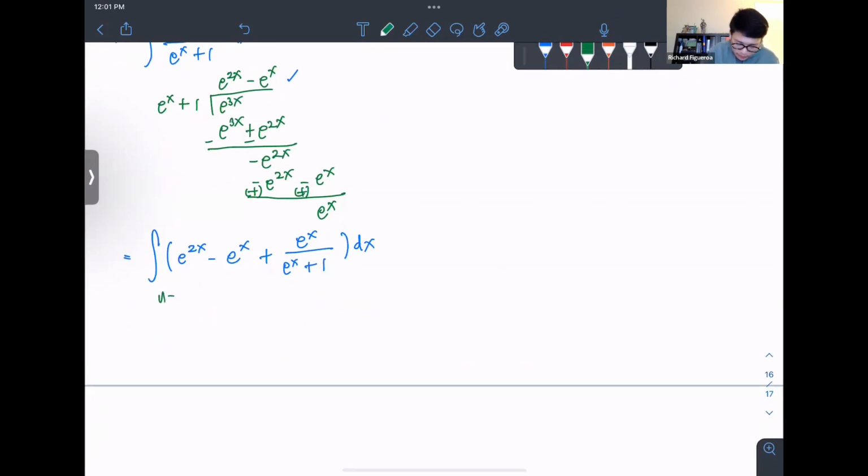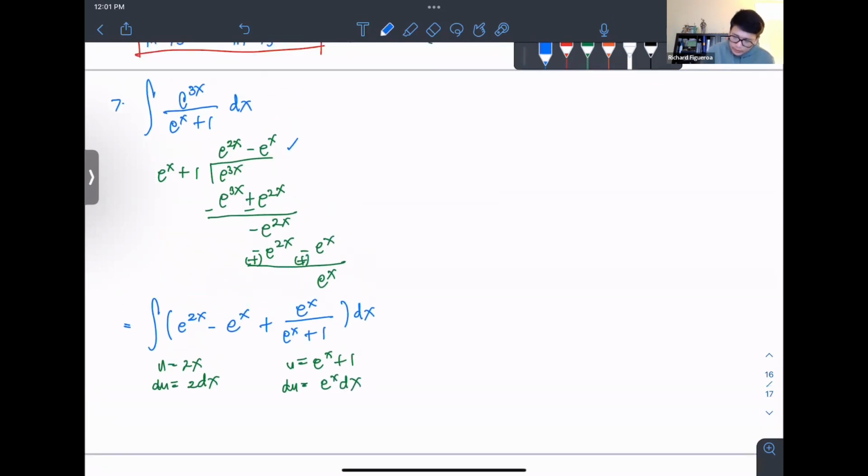And here, we have our u to be 2x, so our du would be 2 dx. The other one is just a direct substitution. The next one we have, our u would be e raised to x plus 1. Our du would be e raised to x dx. So we rewrite. We'll start with the first term, e raised to 2x. Its derivative is 2 dx, so I'll multiply it with 1/2. And minus e raised to x dx.